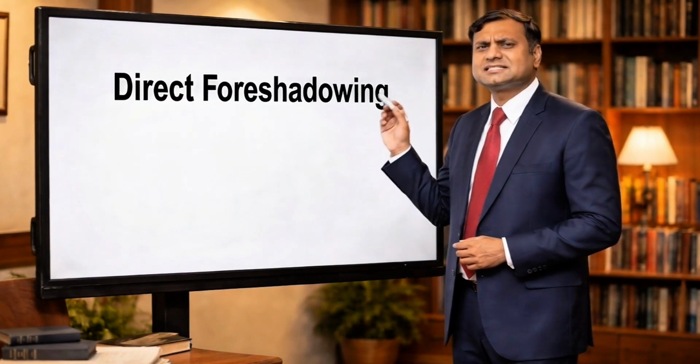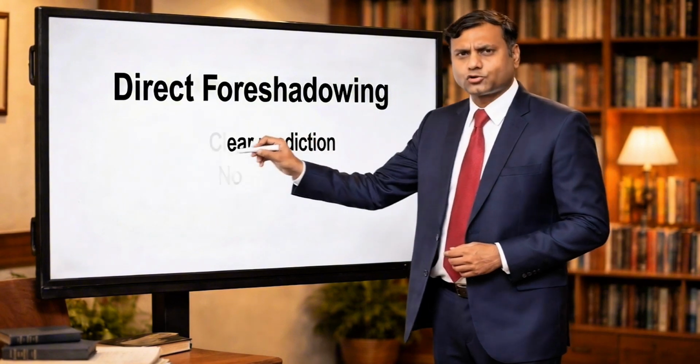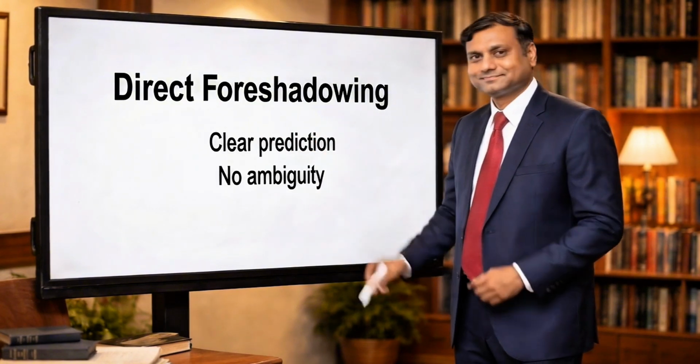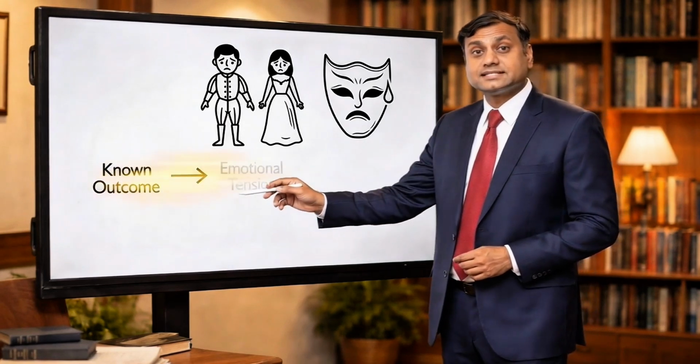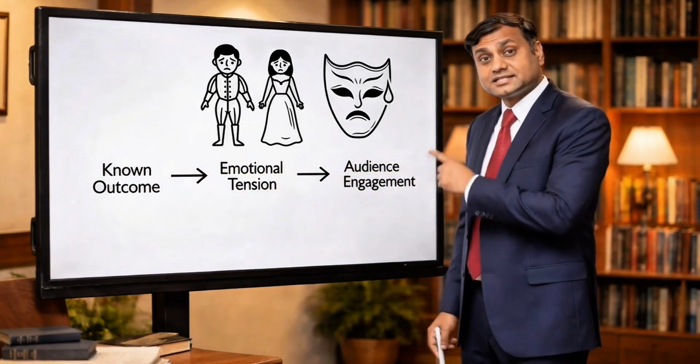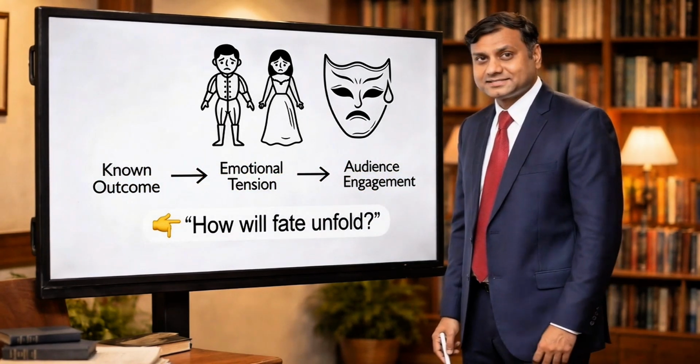Direct foreshadowing is explicit. The writer tells us what will happen. A classic example comes from Romeo and Juliet. The prologue reveals that the lovers will die. Yet this does not reduce suspense, it deepens it.